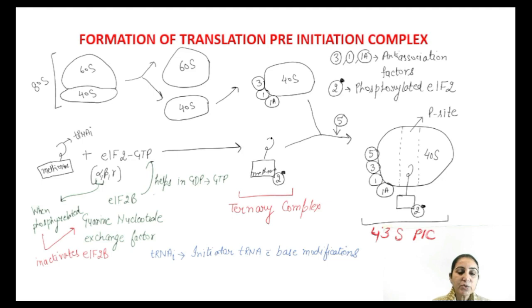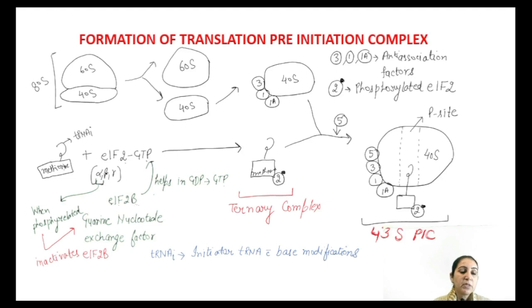So how is it formed? It's formed when the initiator tRNA that is bound to methionine combines with eukaryotic initiation factor 2 in the GTP-bound form. So how is it activated? This factor is activated with the help of eukaryotic initiation factor 2B. This factor 2B helps in converting GDP to GTP. So this is formed with the help of eukaryotic initiation factor 2B.